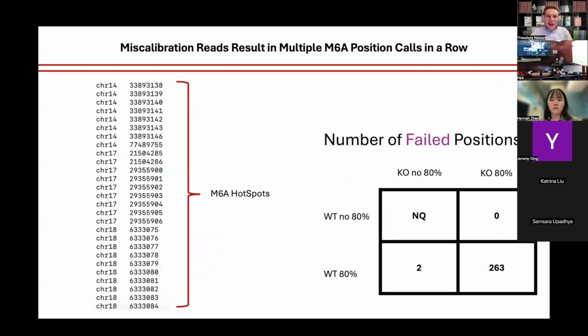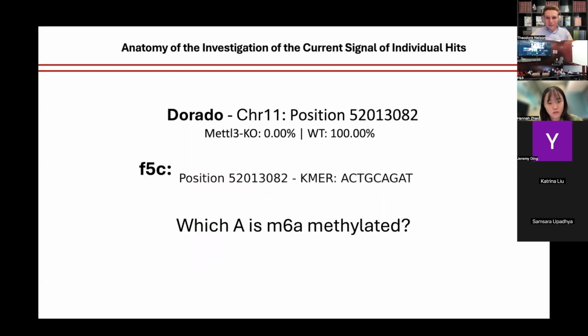So if you look at how many reads are miscalibrated or split or just don't fit, a lot of those are concentrated in those false positive calls, and especially at particular places where there are a lot of called m6A sites that are very close to each other.